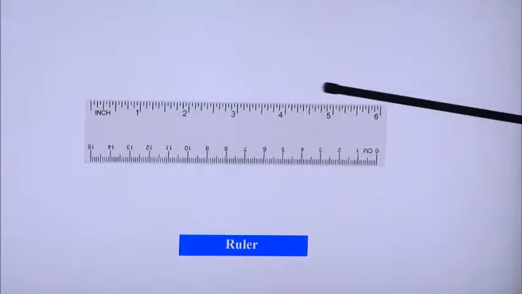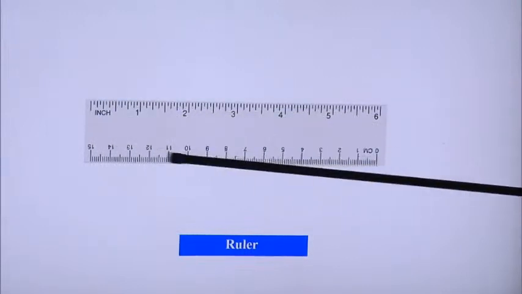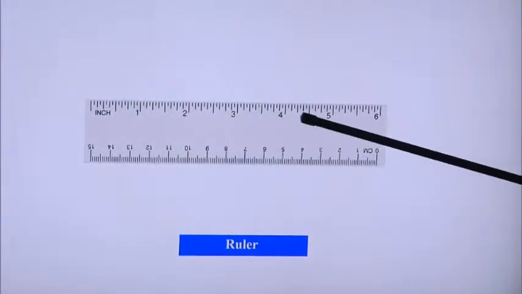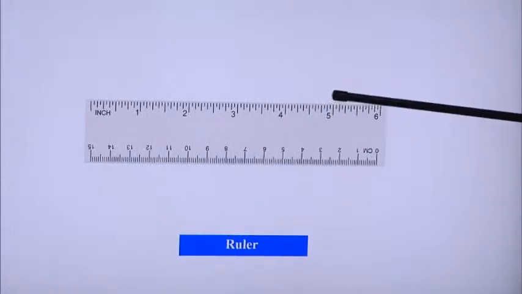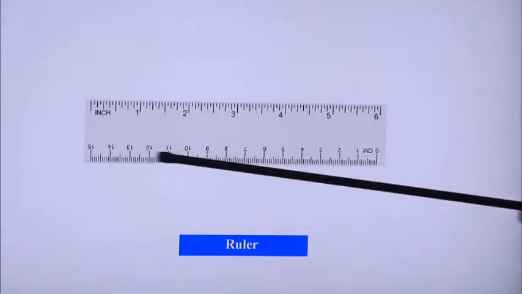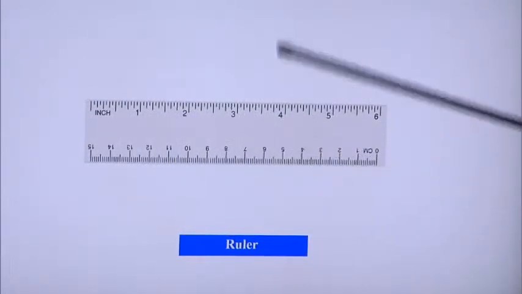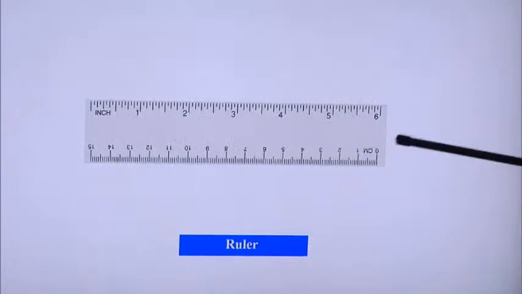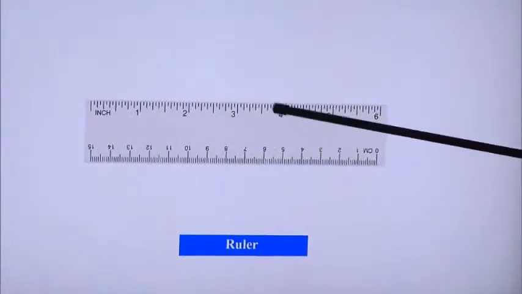And this ruler is made from plastic. It is made from what? Plastic. This is a plastic ruler. We have wooden ruler. We have metal ruler. But the one green is what? A plastic ruler. So this ruler is made from plastic. And it is what? A non-metal.